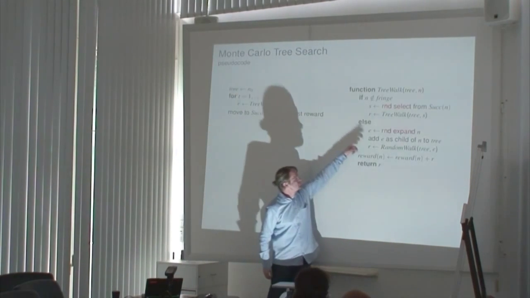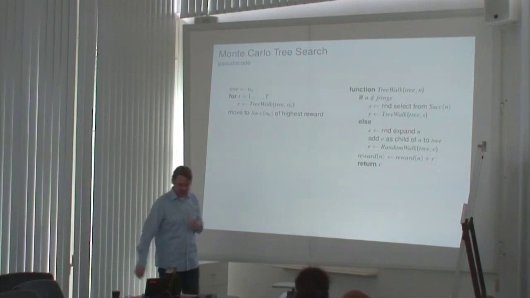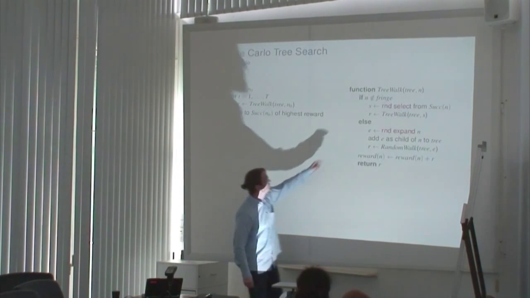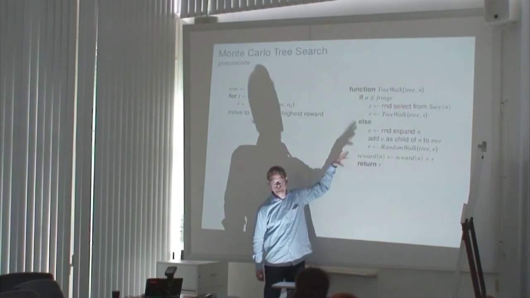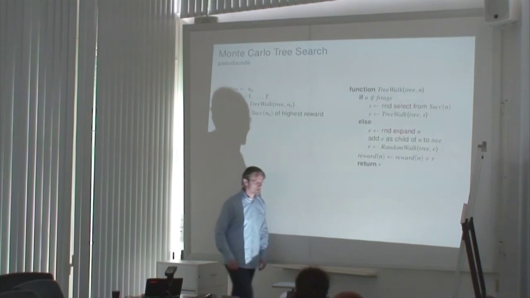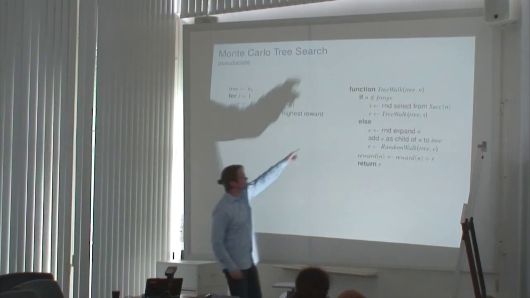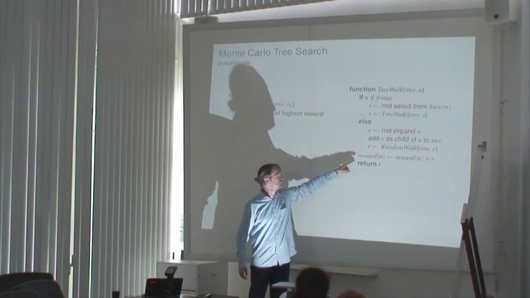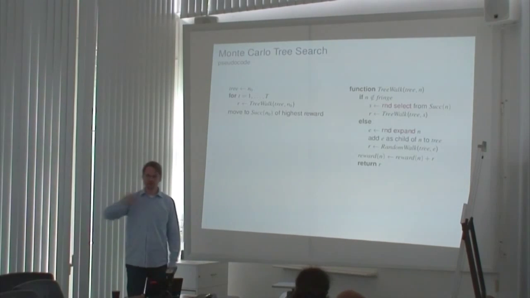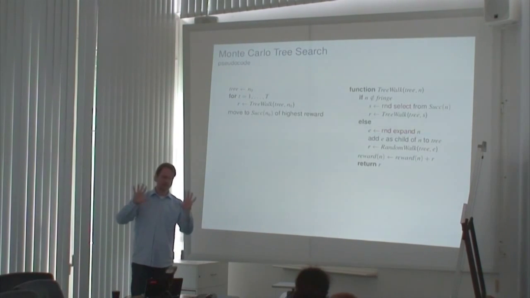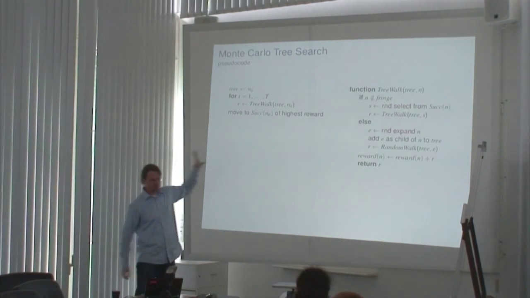Both these functions, tree walk and random walk, return a reward value. And once we return from these recursions, like once we reach this point in this recursive function here, we just set the reward value of the node n with which we originally entered this function to the old reward increased by this newly returned reward. All right. And I'll show you an example in a second, but this is basically what Monte Carlo trees are.